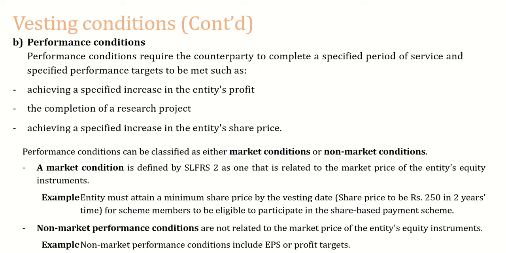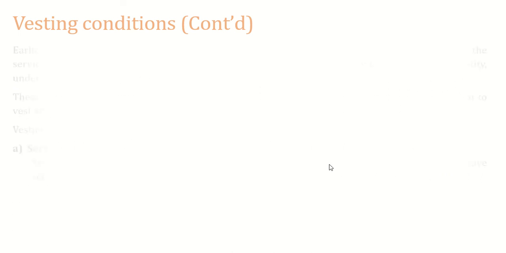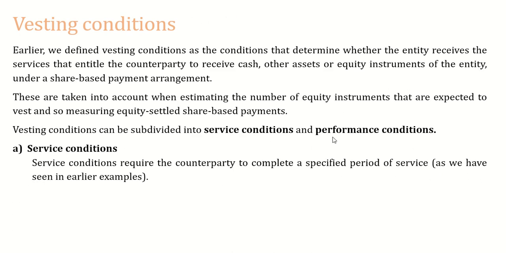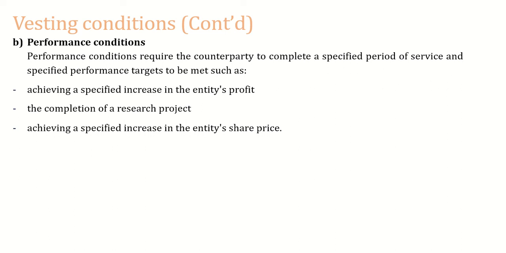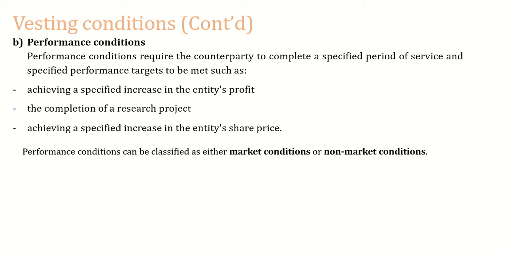Why do we need to learn about these conditions? What we learn here is that under the vesting condition, there are two types of vesting condition. One is the service condition, the other is the performance condition. Service condition means you have to work for the organization, say for 5 years, 6 years, or 3 years, 4 years. The other one we call the performance condition, which means you have to achieve some performance also. Performance condition is divided into two parts, market condition and non-market condition. If any performance condition is related to the market price, we call it a market condition. If it is other than that, related to the performance of the organization, we call it a non-market condition.